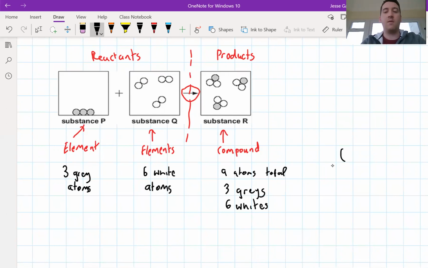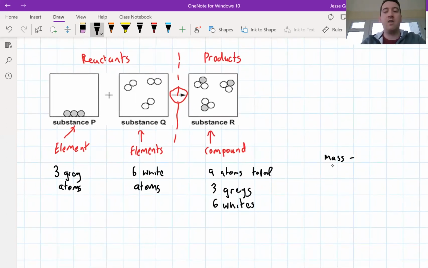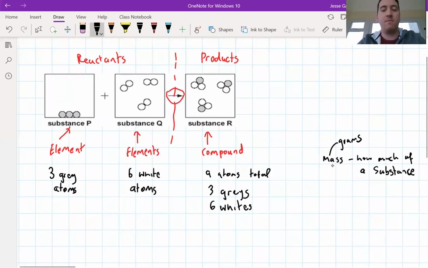And we learned before about something called mass. And the mass literally just means how much of a substance you have. And we usually measure mass in grams. Again, that's just a quick recap of what mass is. But mass measures how much of a substance, and we're usually talking about it in grams.